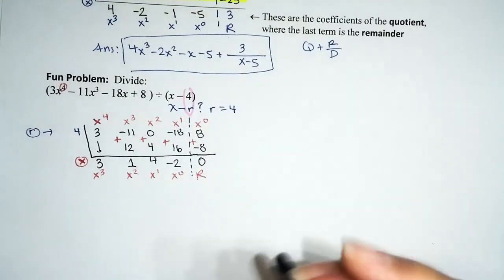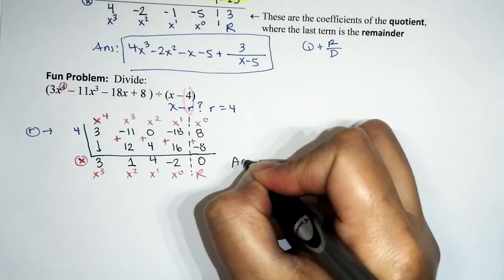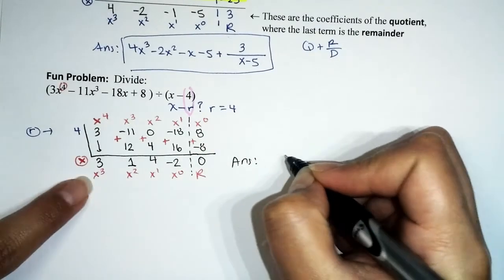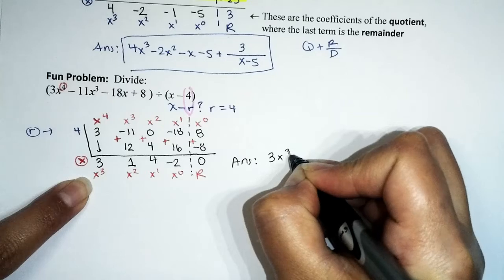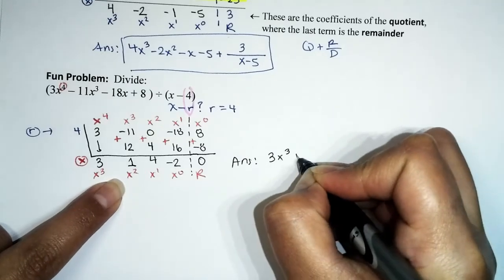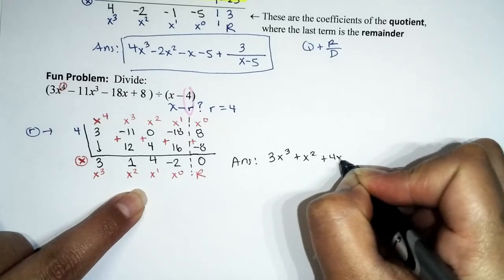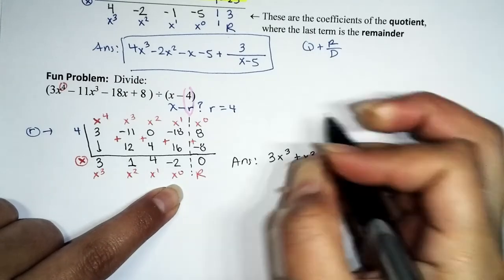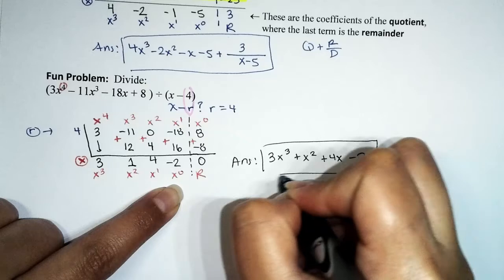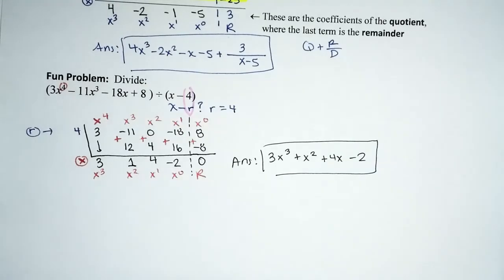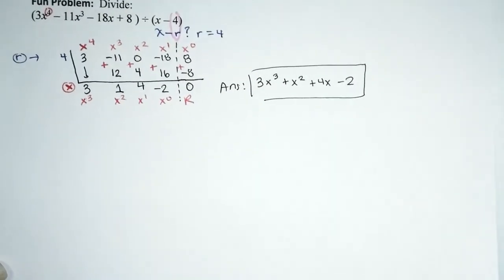Let's go ahead and get our credit. So let me go ahead and put answer. So we have 3x cubed plus 1x squared, or just x squared, plus 4x minus 2, and there's no remainder. Fantastic. We're going to do one more problem and then we'll check it, because it would be nice if you check your answers. Let me go ahead and write it.